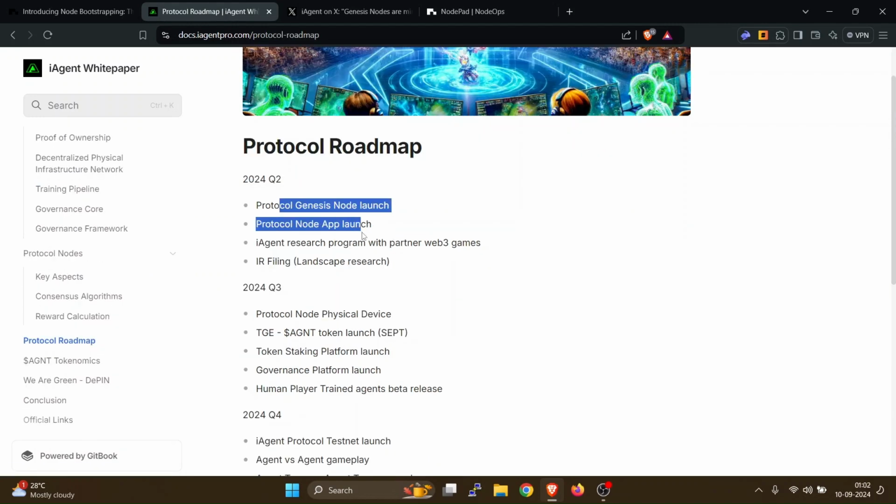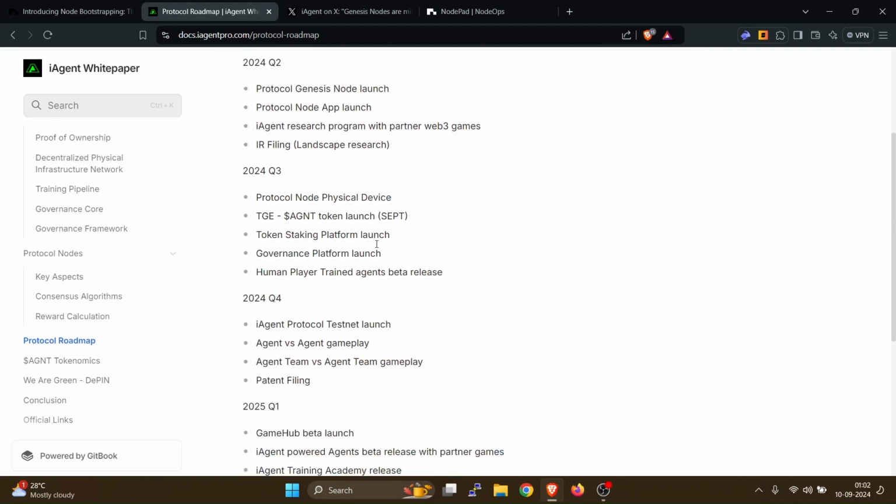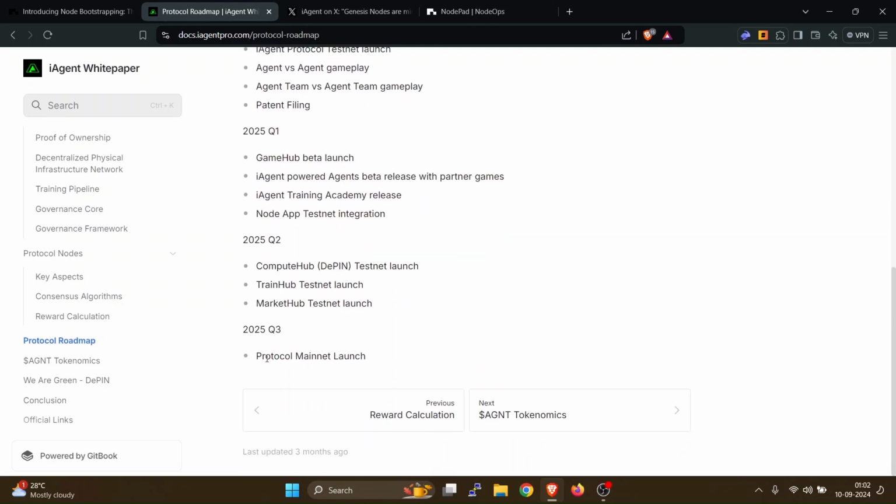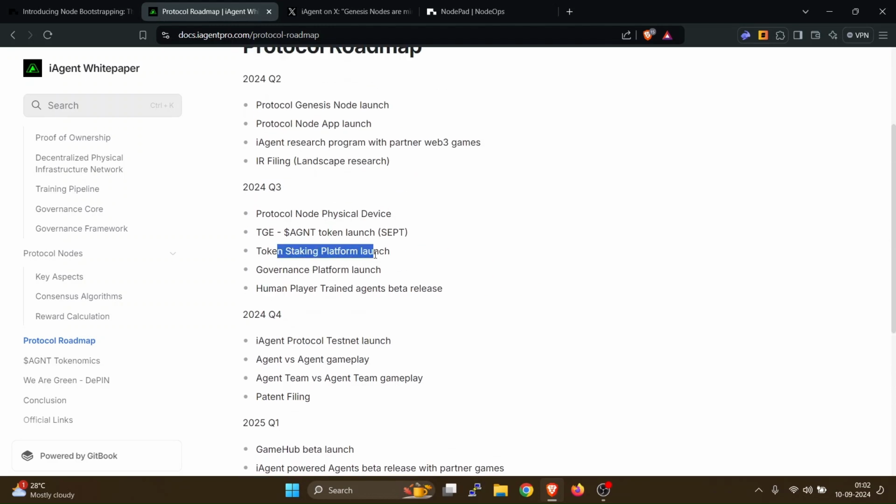So that's one thing. Now let's see the protocol roadmap. The node launch event, which happened in private, happened in Q2, I believe, and the TGE is going to happen in Q3, that is in September. And then the mainnet is going to launch in 2025 Q3, but the liquidity on the launch of the token will happen before the mainnet.